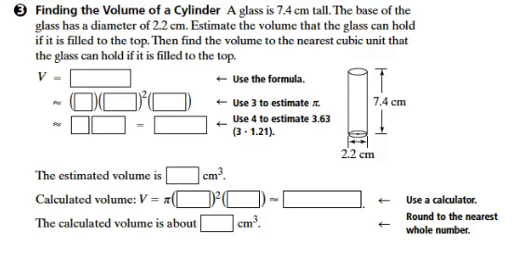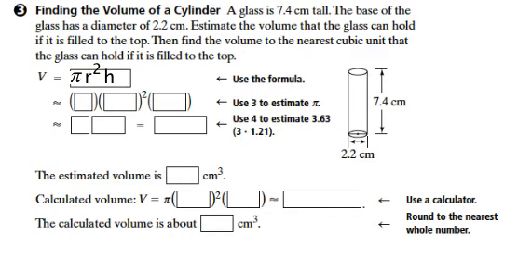Finding the volume of a cylinder. A glass is 7.4 centimeters tall. The base of the glass has a diameter of 2.2. Estimate the volume that the glass can hold if it's filled to the top. Then find the volume to the nearest cubic unit that the glass can hold if it is filled to the top. We're just going to find the volume and not do an estimation.